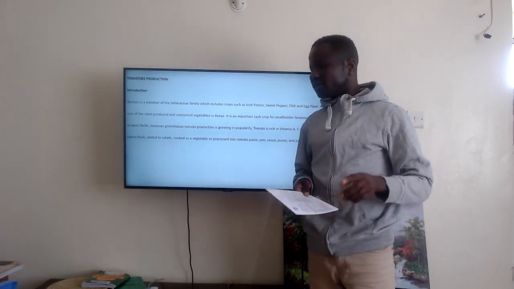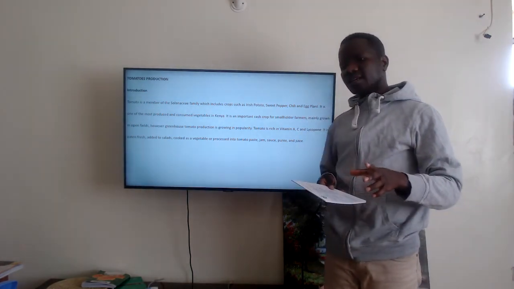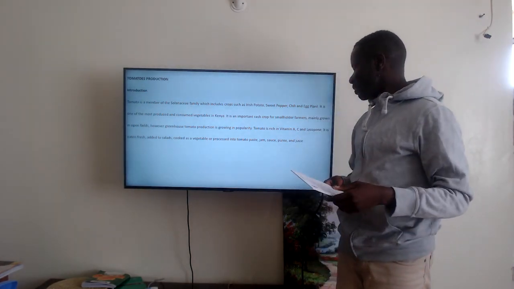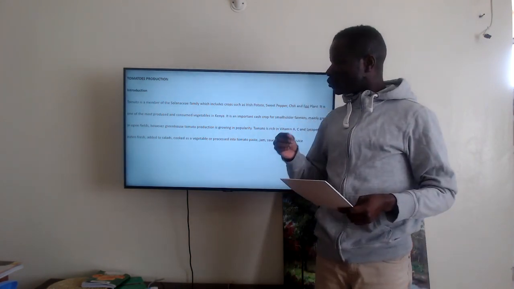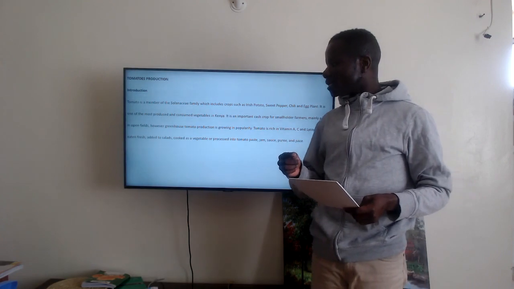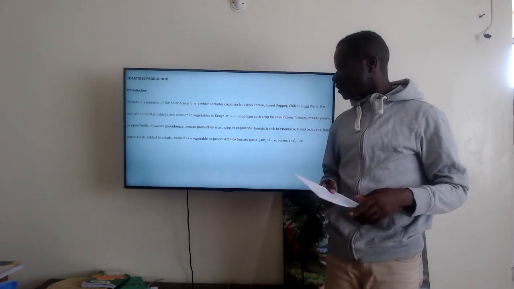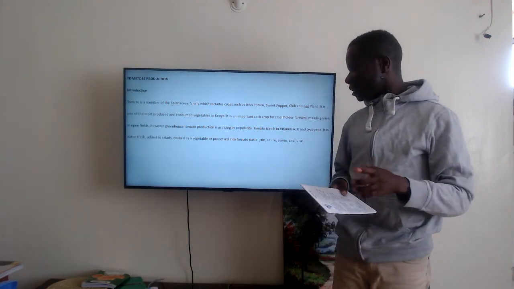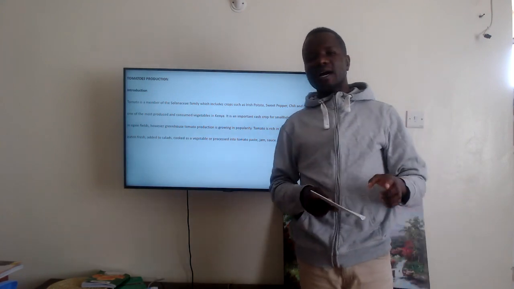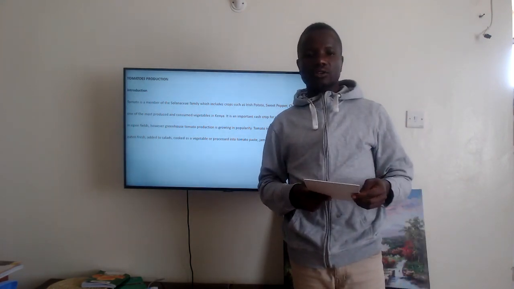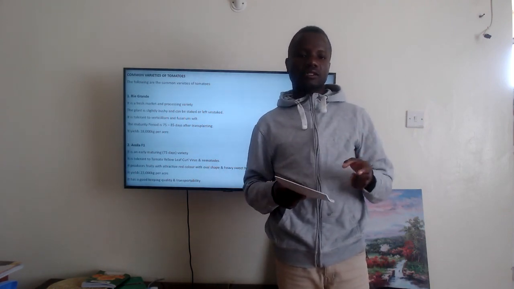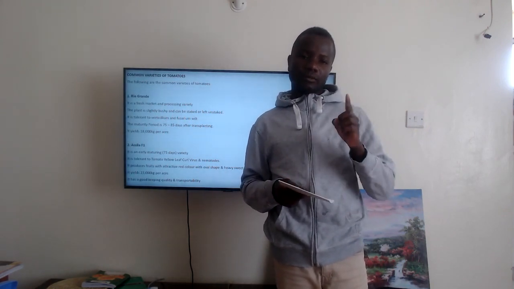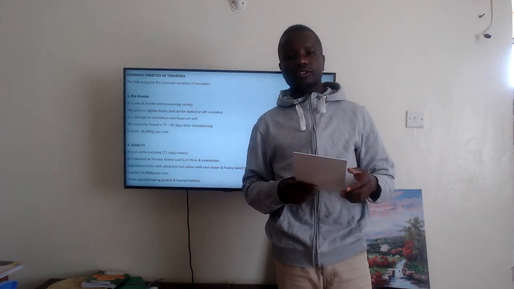Tomato is rich in vitamin A, C, and lycopene. It is eaten fresh or added to salads, cooked as a vegetable, or processed into tomato paste, jam, sauce, puree, and juice. So those are the different forms in which the tomato is consumed by members of a household.